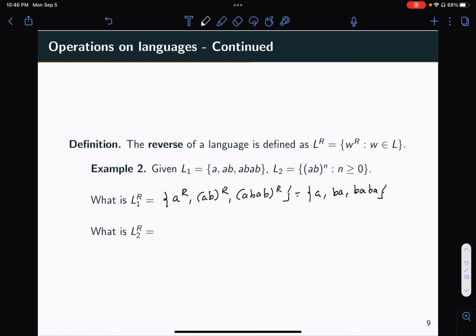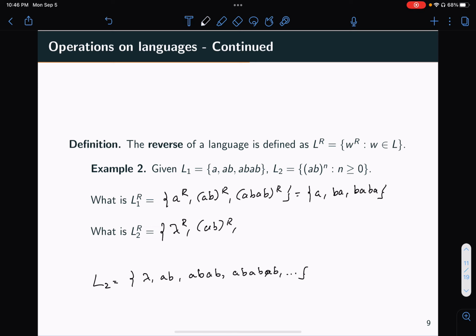Okay, what about L2? Well, L2 requires maybe a bit more thinking. So L2 is lambda, AB, AB square. Well, actually, let's not write it in the compact version. Let's write lambda, AB, ABAB, then it's ABABAB, and so on, right? So then the reverse is going to be lambda reverse, AB reverse, ABAB reverse, ABABAB reverse, and so on, right?